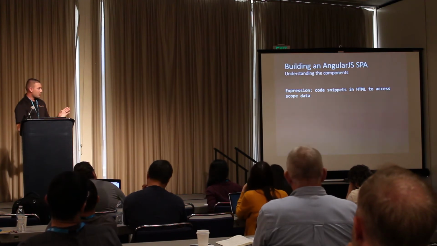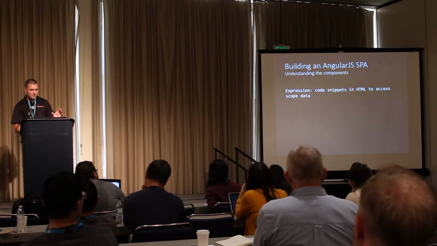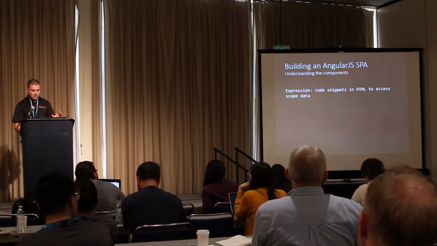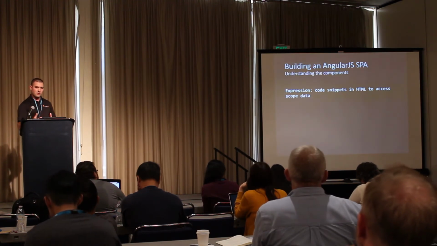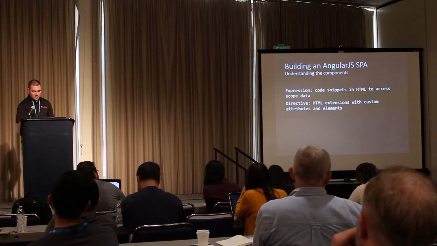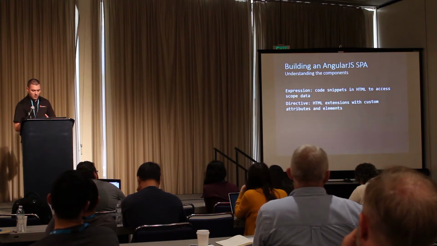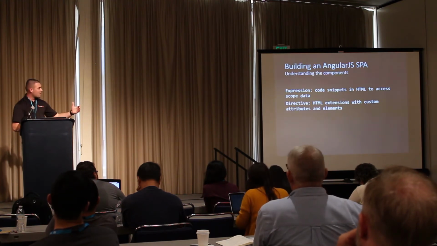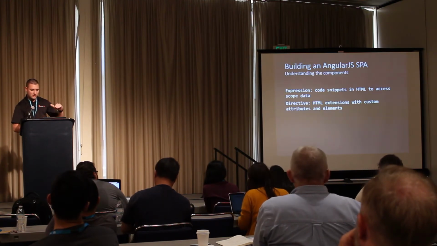Expressions. We talked about this a little bit. Expressions are JavaScript-like code snippets in the HTML markup, and they're used to access variables and functions from the scope. A directive, this is an HTML extension, basically a custom attribute, and sometimes custom elements as well. An example of that would be the ng-app that we talked about. That specified that our HTML tag, everything within that, belongs to our single page application.